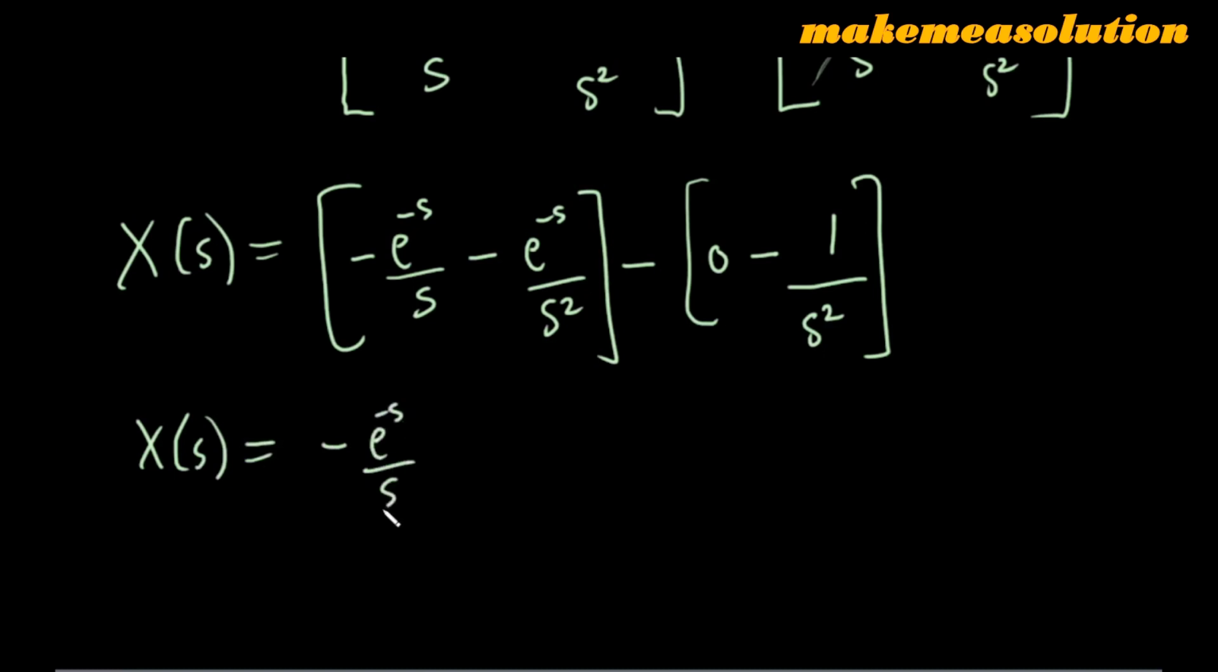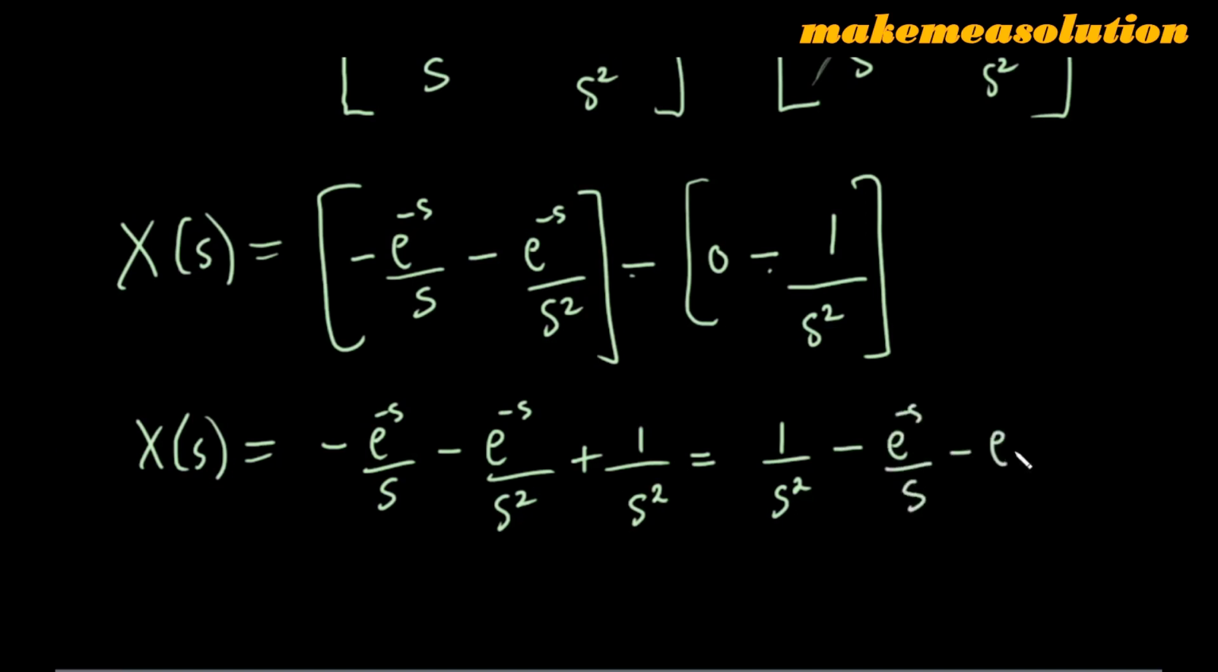So at the end of the day, x of s is going to be, if you simplify, minus exponential minus s over s minus exponential minus s over s square, and minus times minus is plus 1 all over s square. It's usually good to put the plus before the minus. So you have 1 over s square, which is the positive one. Then you now have minus exponential minus s over s minus exponential minus s over s square. There's a common denominator, so my x of s is the same thing.